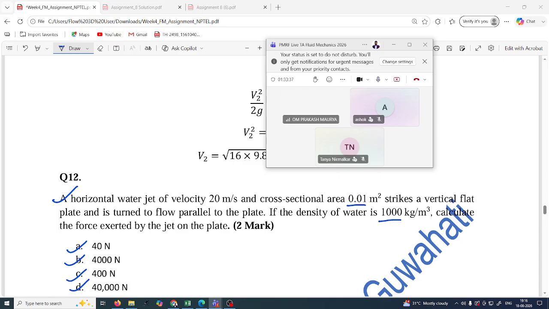So Ashok is telling option B, that is 4000 Newton. I am waiting for other responses also. Okay, so Tanya is telling option C, 400. Okay, so let me just solve the question.